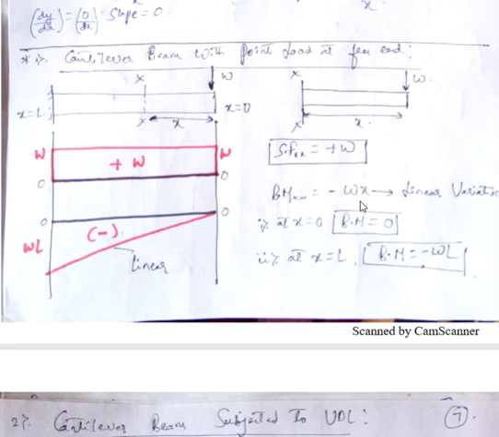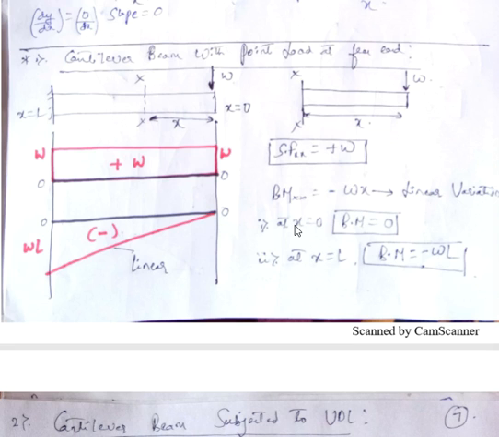Now in this equation, the variable is x, because x changes from 0 at this end. If I take the center, x will be L by 2. If I take the left end, then x will be L. That means x is the variable and load is constant. So look at the maximum power of the variable. Power is 1. That means variation is a straight line or linear variation.